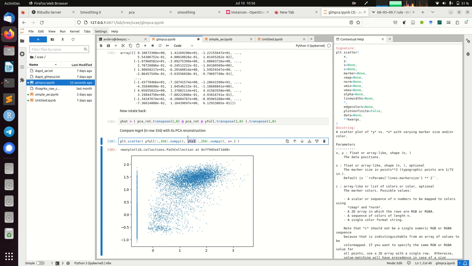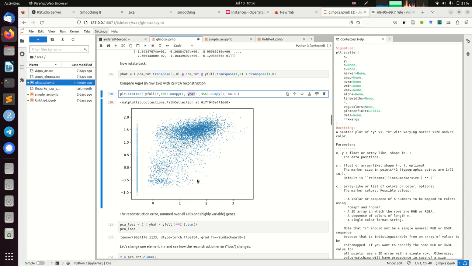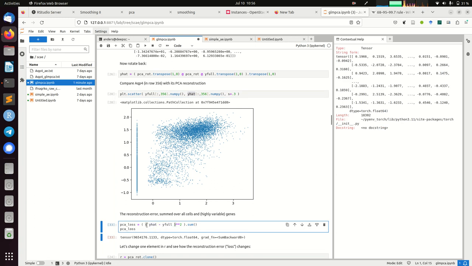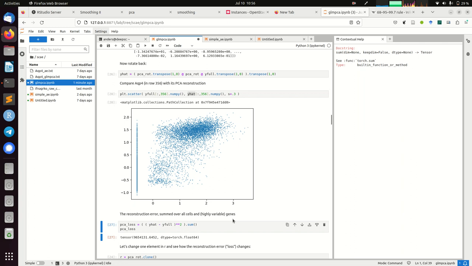For those who are not familiar with statistics notation, statisticians like to always put a hat on fitted data. And by hat, I mean the circumflex on top of it. And here this dot numpy is to move the tensors back into the realm of numpy so that we can give it to scatter plot. So you will always have to move things from numpy to tensor space and back and forth. And we see this thing. What I now want to know is how good is this reconstruction? So I take my y full and my y hat, look at the difference between the two, square them, and sum this all up. And what I now see is my PCA loss. So this is the overall loss. Maybe what might be more interpretable is to not take the sum, but the mean. And you see my loss is 0.35 on average for each data point.